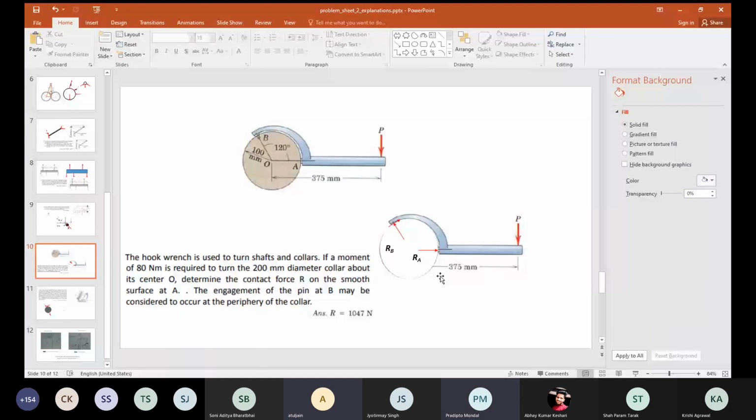But the moment 80 Newton meter is no longer a part of the hook wrench. It was a part of the overall structure. So let us look at the hook wrench. You have internal reactions at A and B. The internal reaction at A is the unknown. So take moment about point B is equal to 0. You will get a relationship between RA and P. Yes, sir, understood. Thank you, sir.